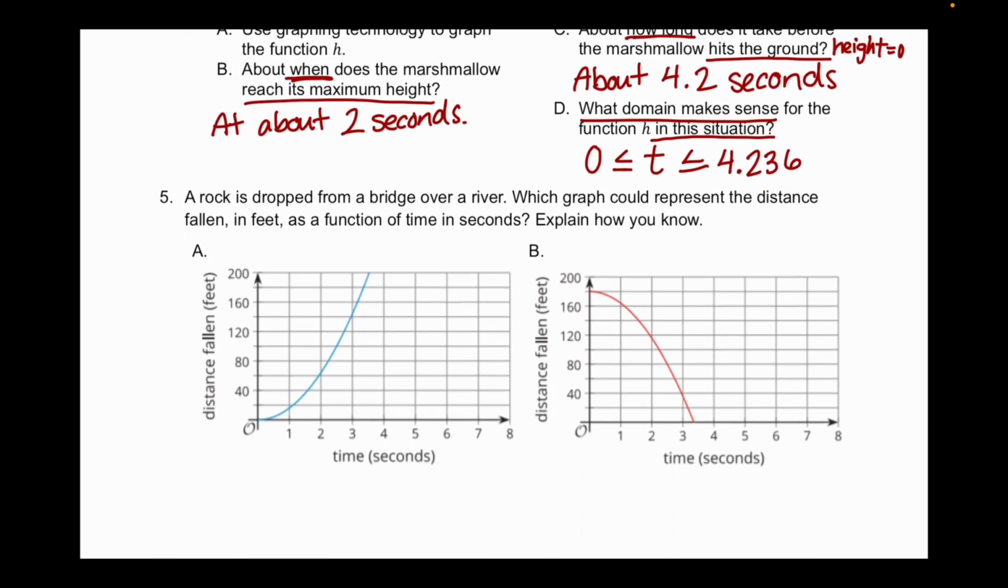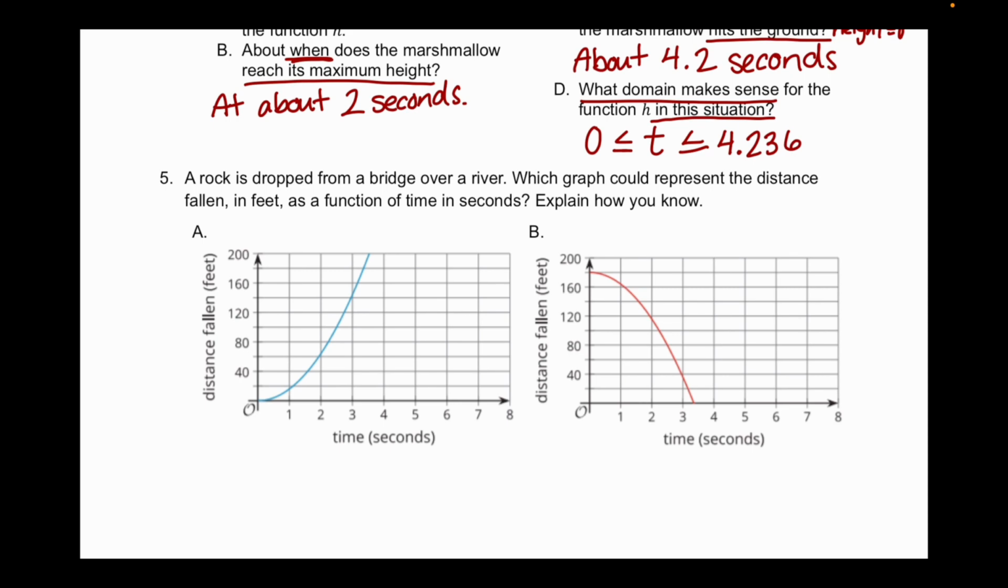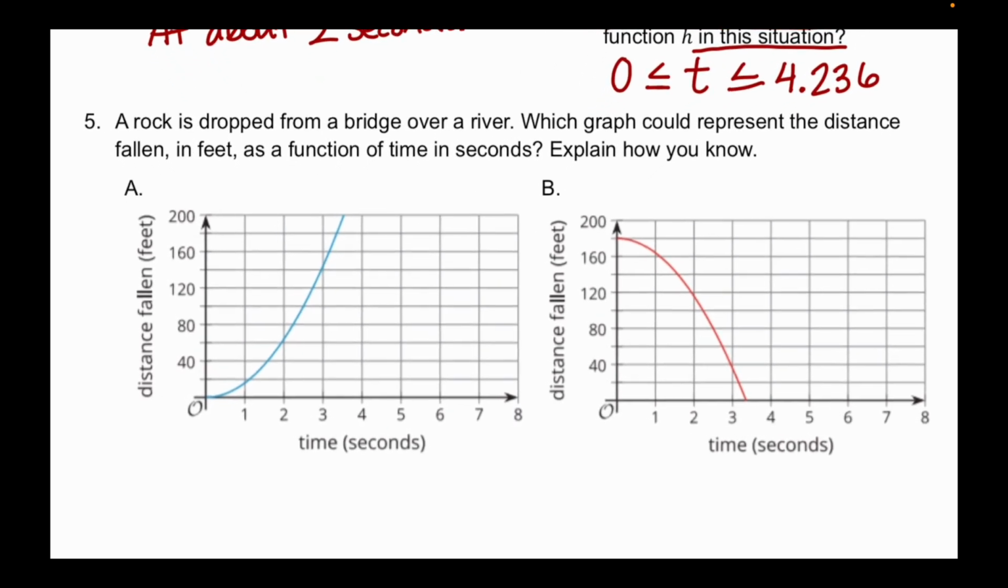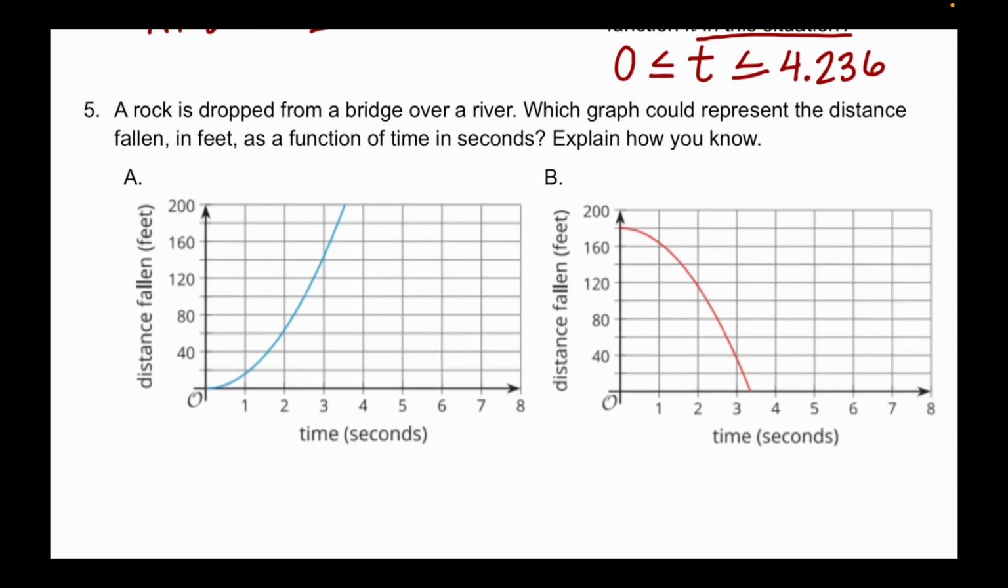Question 5 is really just choosing between two options and then explaining how we know, and then we're done. So let's read this one together, and we'll go over which one we should choose. So a rock is dropped from a bridge over a river. Which graph could represent the distance fallen, representing the distance fallen in feet as a function of time in seconds?